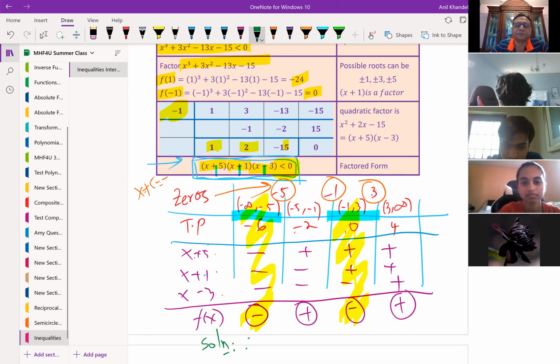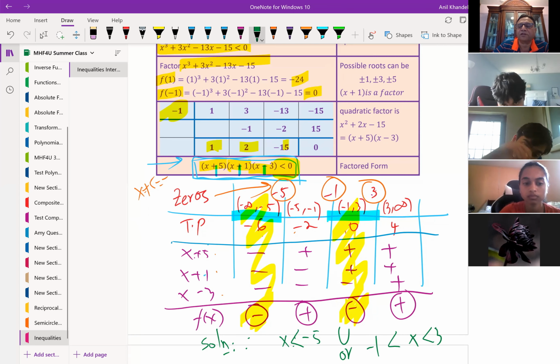So we got that it's the negative ones, so we include those intervals in our solution. We'll say x is less than -5, correct? It's on the left side. Union, or you can use the word or. x is between -1 and 3. Is that okay? So that becomes the solution when you write it in terms of inequality. Is that clear? If you want, you can put that solution on a number line also.